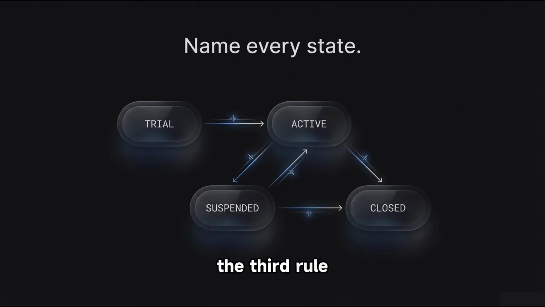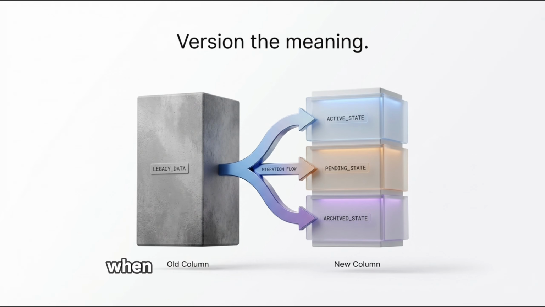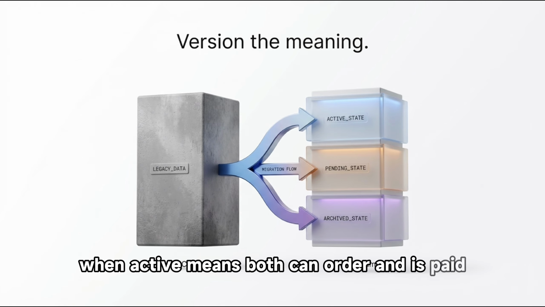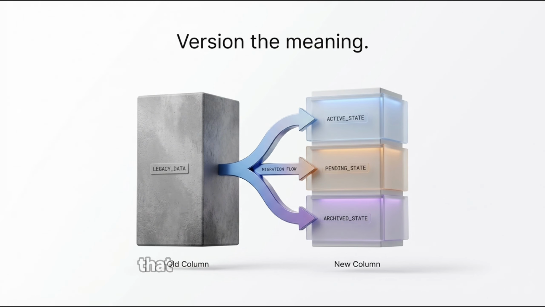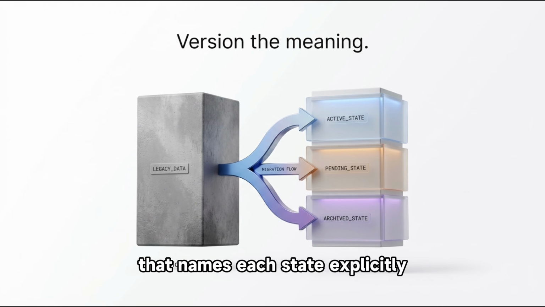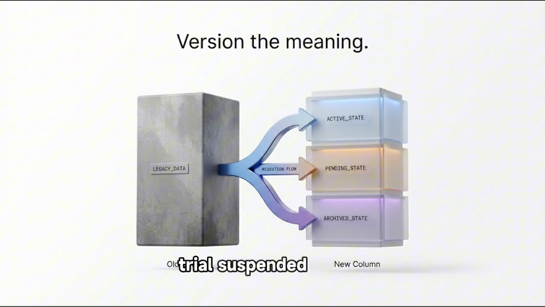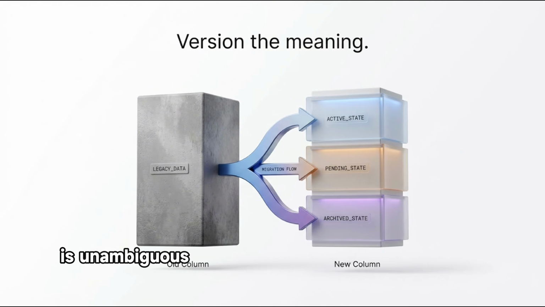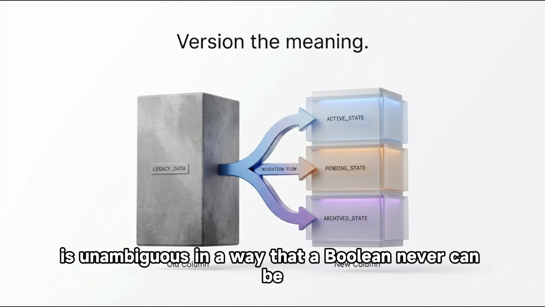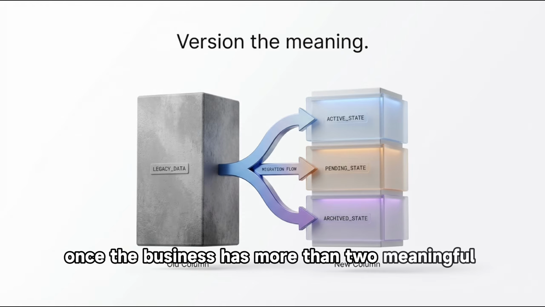The third rule is to split overloaded booleans into explicit status columns. When a boolean column has accumulated multiple interpretations, when active means both can order and is paid, replace it with a status column that names each state explicitly. Account state, with values active, trial, suspended, closed, is unambiguous in a way that a boolean never can be, once the business has more than two meaningful states.